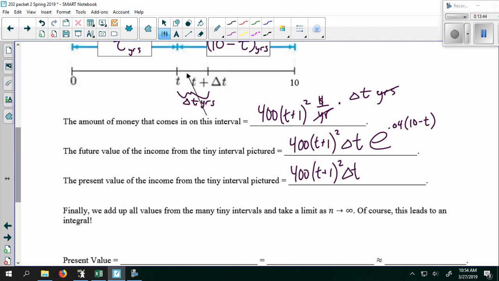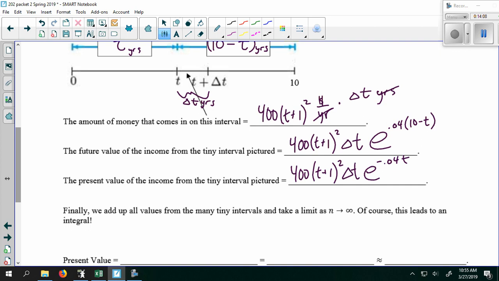That's just the amount of money. And now I want to go backwards in time from t back to 0. So it's going to be e to the negative 0.04. And how many years backwards am I going? t years. So that's the present value of that amount of money that we make on that teeny tiny delta t interval.